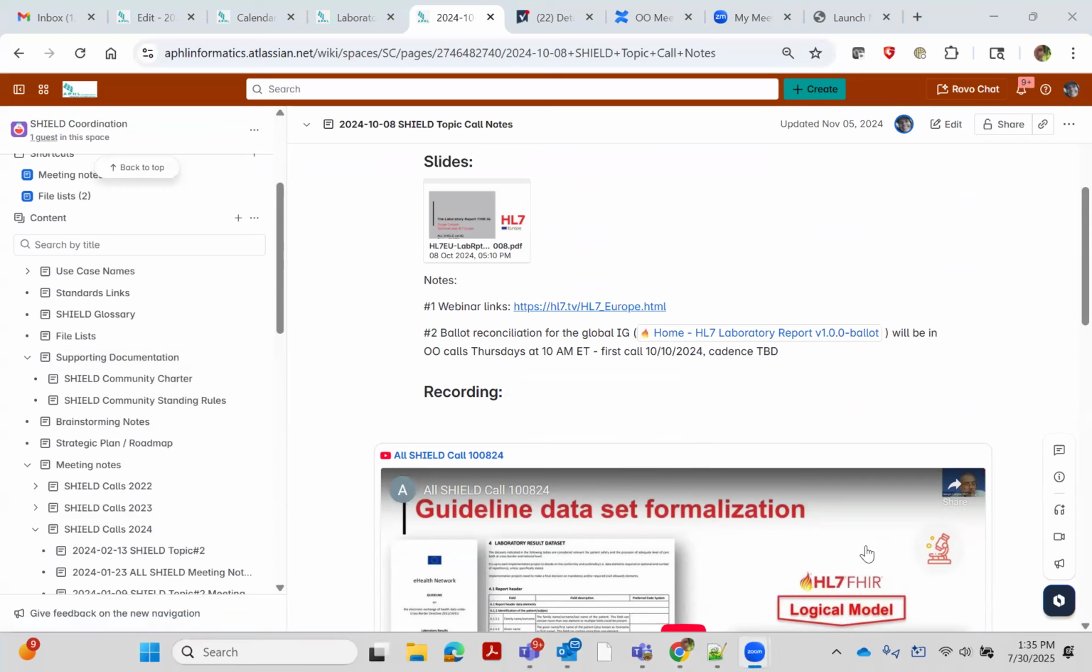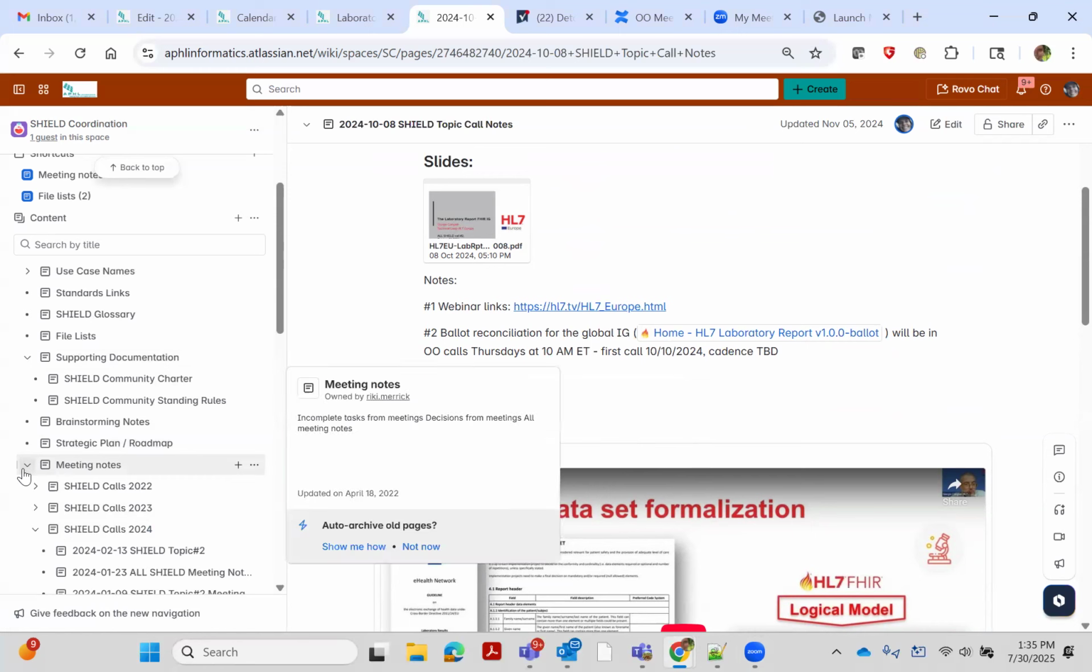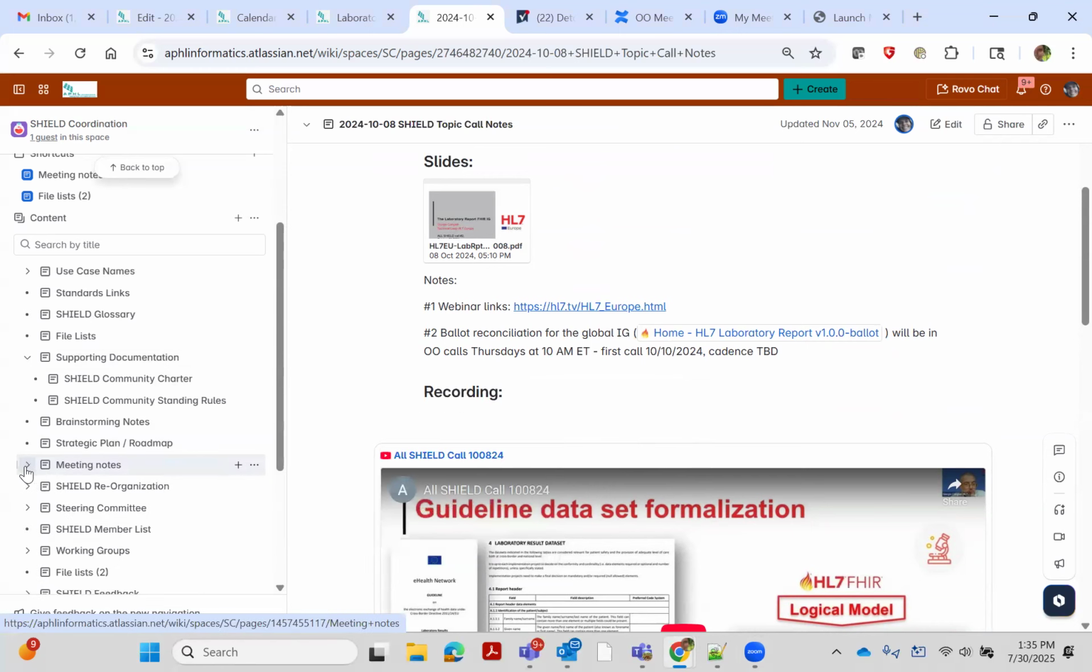I have a question, Ricky. Oh, yeah, sure. So for the participants, I guess for both Shield and the lab community of practice, is there a lot of overlap between the two and between participants in other organizations like HL7? Yeah, there's quite a bit of overlap.